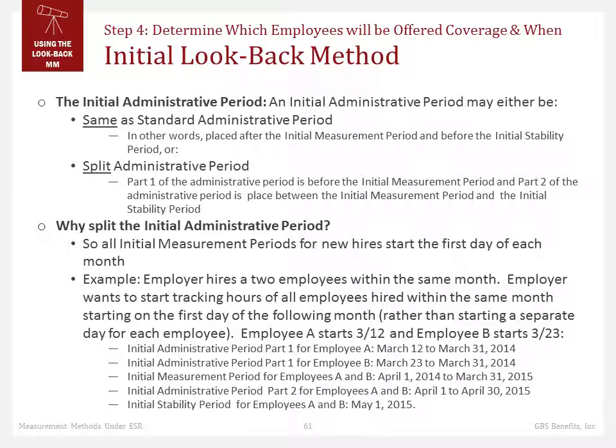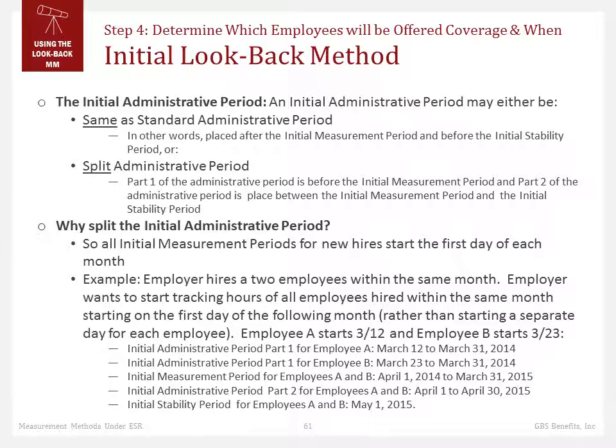So employee A starts on March 12th and employee B starts on March 23rd. Initial administrative period part 1 for employee A goes from March 12th through March 31st. The initial administrative period part 1 for employee B goes from March 23rd to March 31st. It doesn't matter that their initial administrative periods are slightly a different amount of time. It's just any time within that month, it's called a partial month.